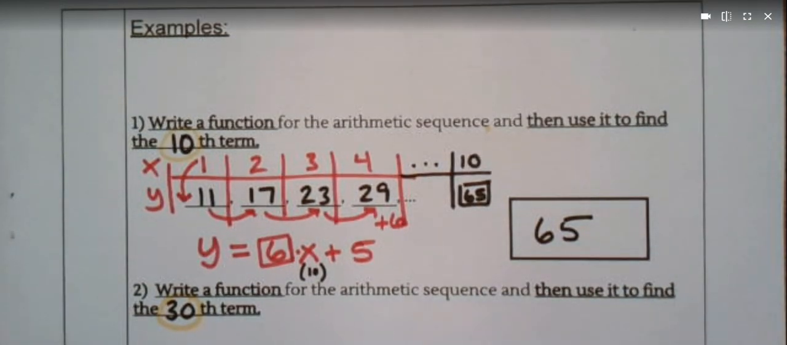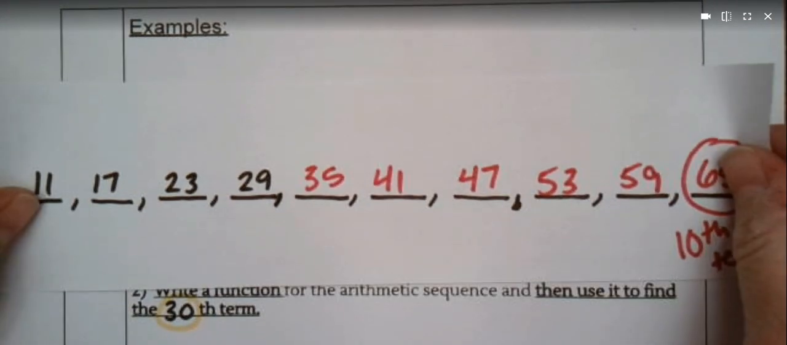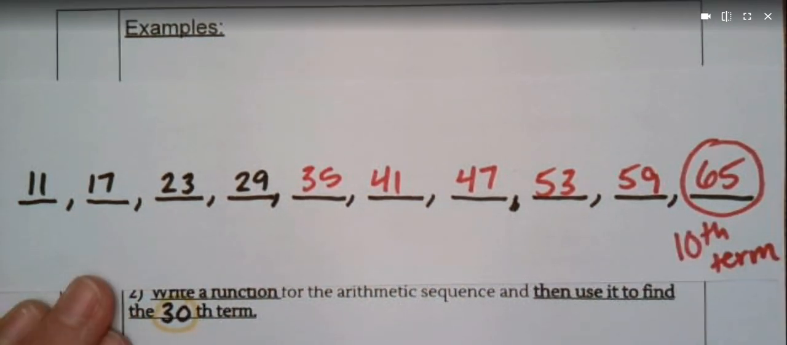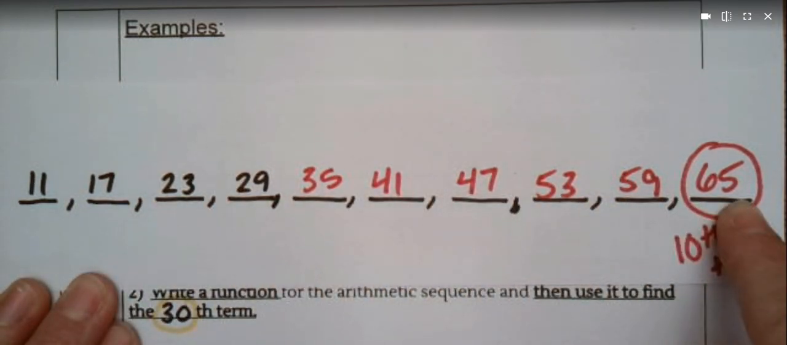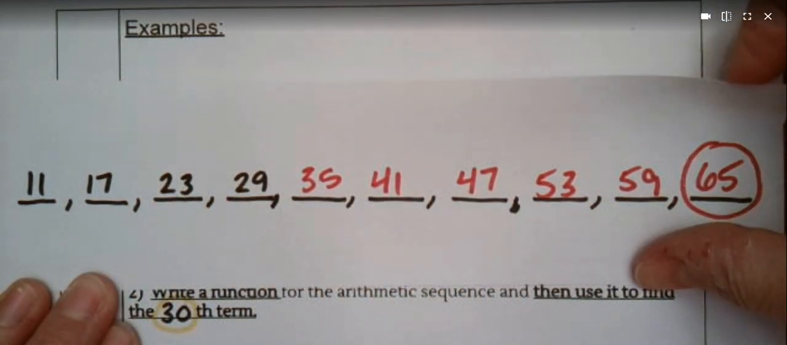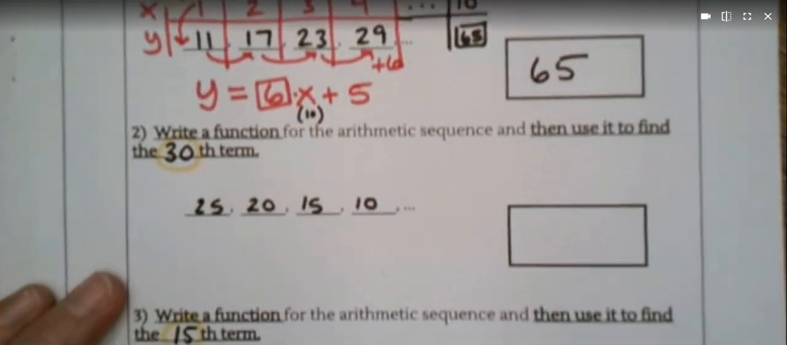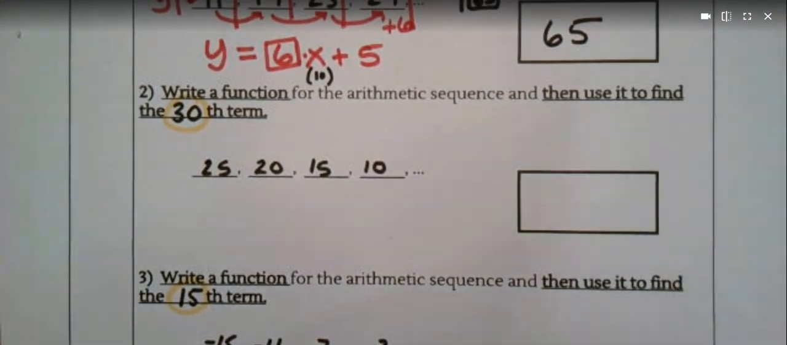Now I'm going to show you something. If I actually write out all the numbers in the sequence and continued it, 65 would be my 10th term. But we want to avoid doing this. That's why we're writing a function rule. Because imagine if we wanted to find the 100th term. Well, that wouldn't be very much fun writing out all those numbers, would it? Probably not.